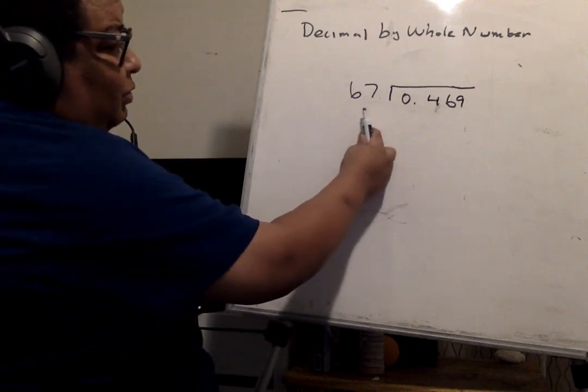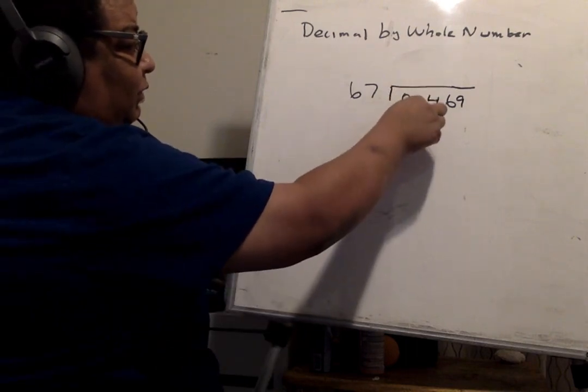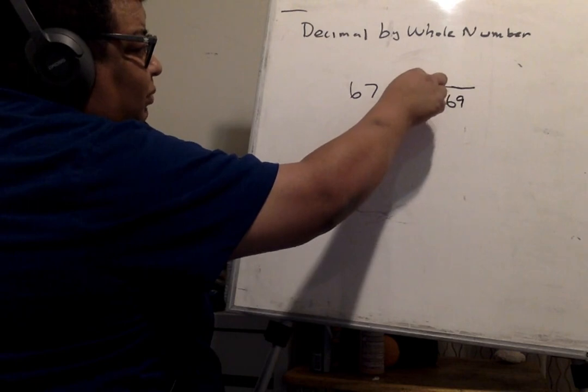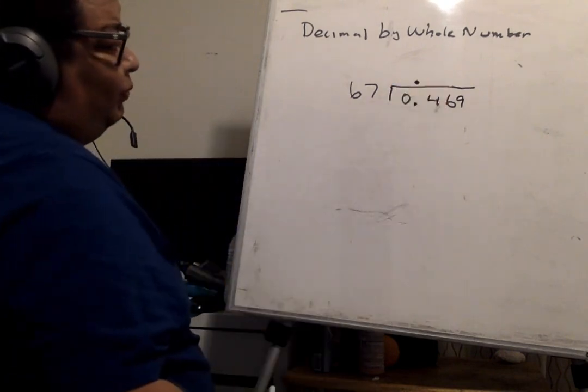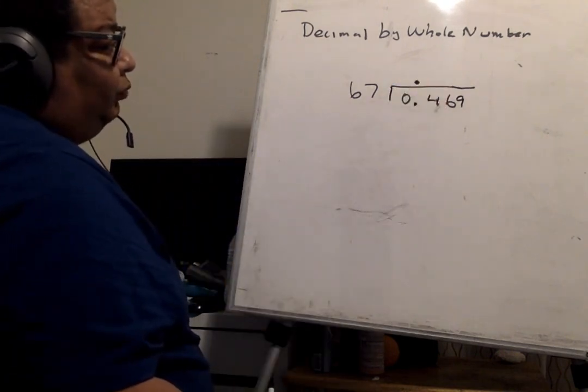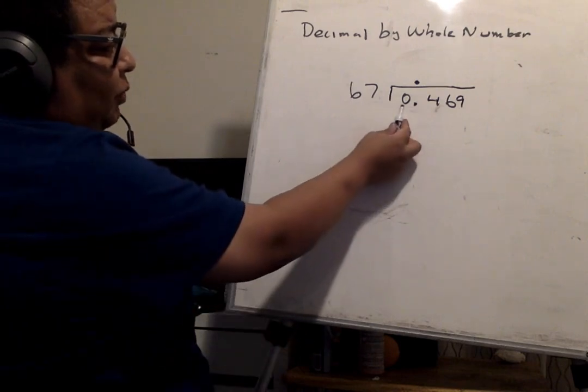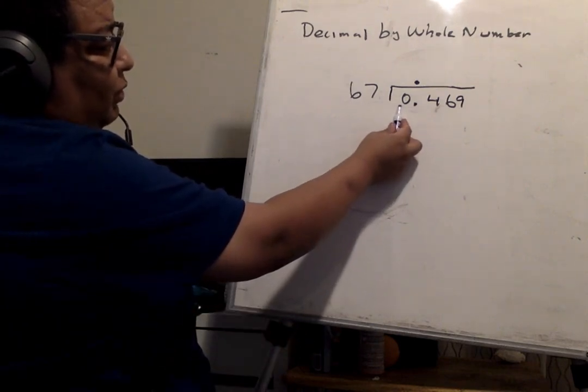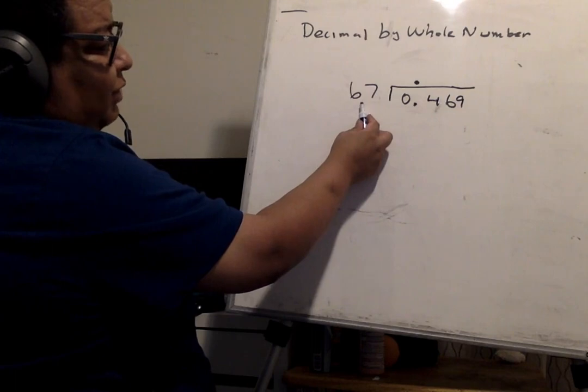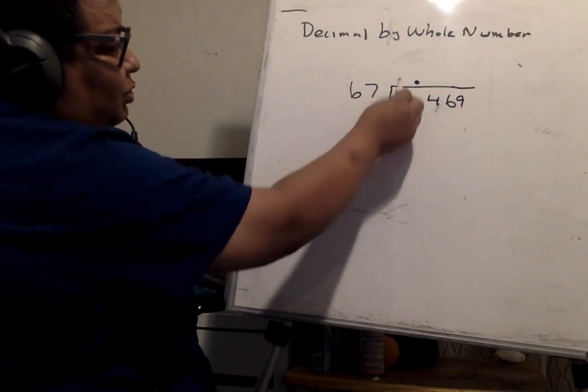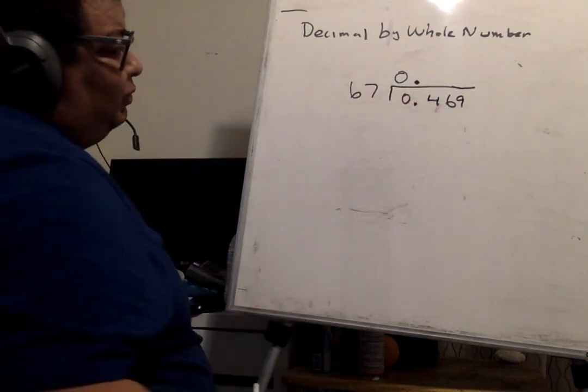Okay, so now remember the first step when dividing by decimal is to put the decimal point above the other decimal point. Okay, now we do like this. When we have a 0, we're gonna go like this. The 65 goes into 0? No, so we put a 0.